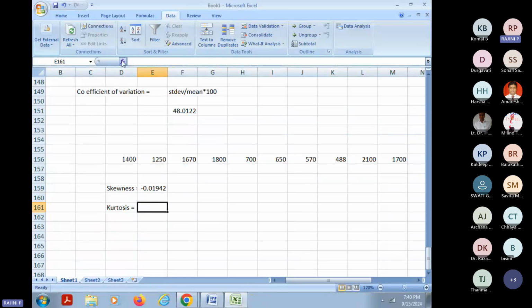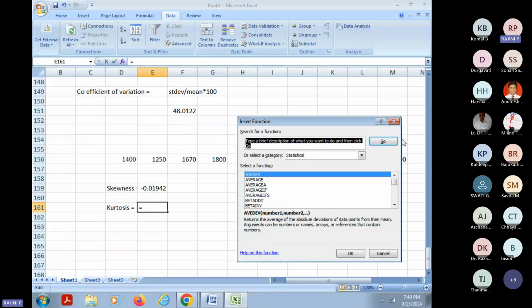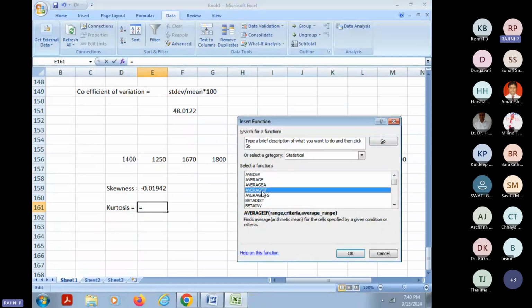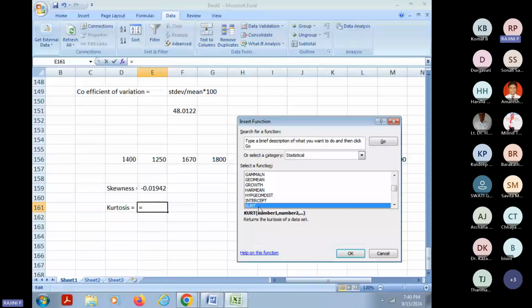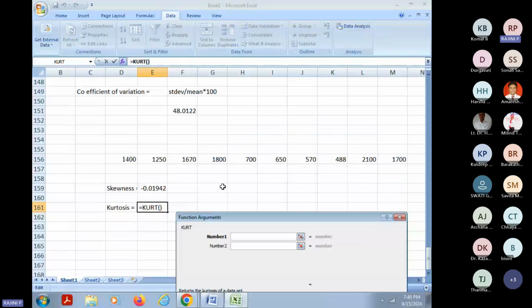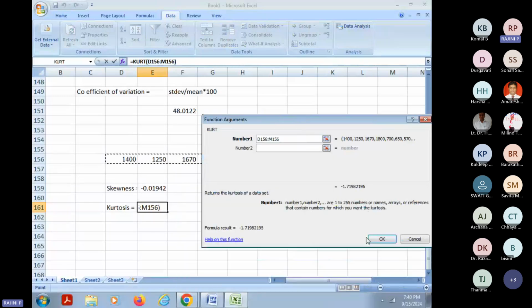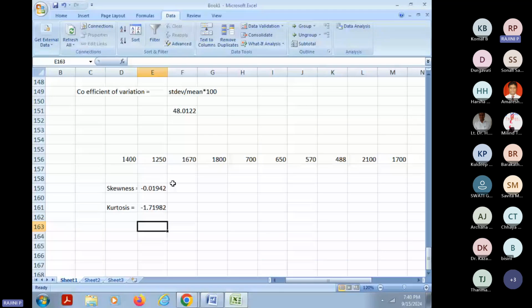And next, kurtosis. How can we do it? Go to Functions and then go to KURT. Click on K, you'll be getting KURT, then OK, which gives the kurtosis of the given data. Select the data and then OK.